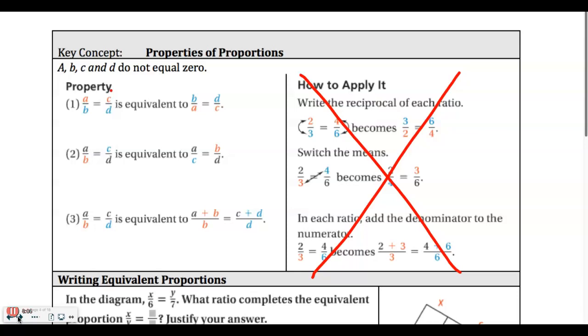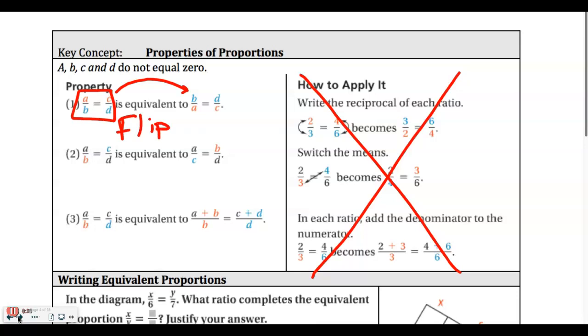When we have a proportion like this, I already told you that when you multiply across they're equal. But if you look at what happened to get from here to here, if you flip them over, they're equal. So I'm going to write the word flip right here.